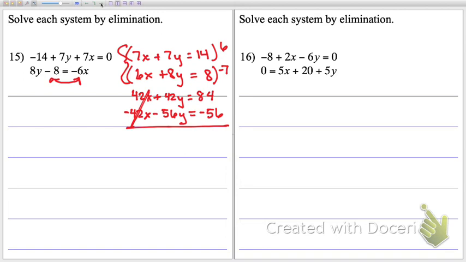I get negative 14, and 4, 8, 7, 2, 28. Okay, that makes more sense. So y is negative 2. Did you guys get negative 2? I would have gotten that.